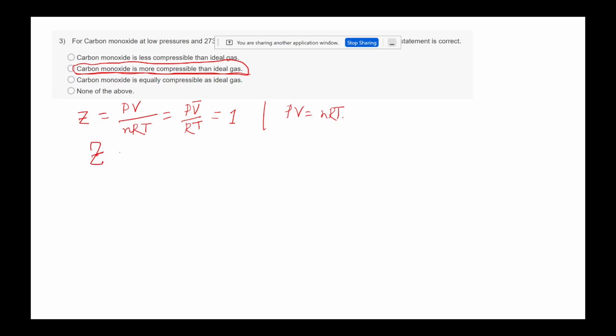this is actually less than 1 or greater than 1. When it is less than 1, it means it deviates from the ideal gas negatively, right? If you take 1 minus a number smaller than 1, it will be negative, so it will be lesser than that. So here it will be more compressible. This is also called the compressibility factor.